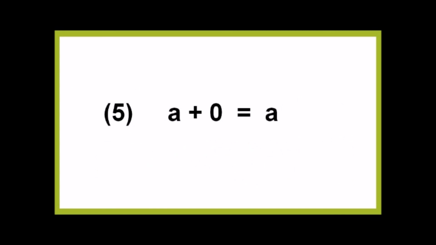Last one, 5. A plus 0 equals A. Commutative, associative, distributive, identity, or inverse. Which one is it, guys? Give an answer before the answer is revealed. And let's see if you would be able to get 5 out of 5. Which property is it? Here we go.